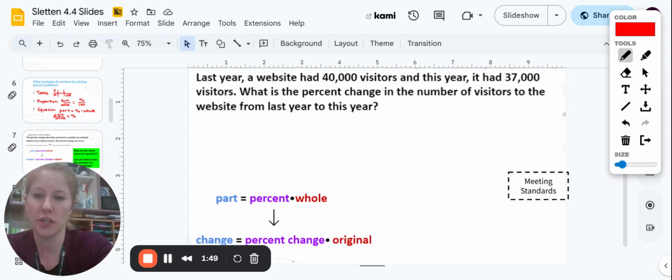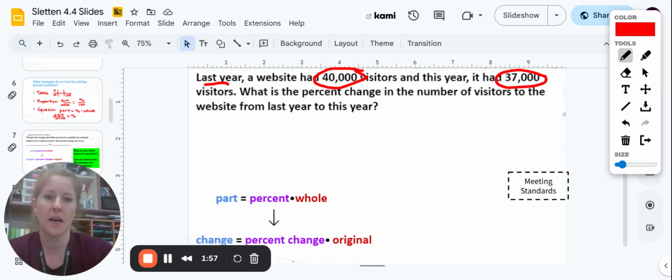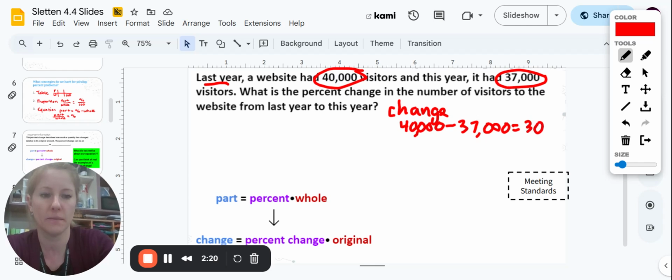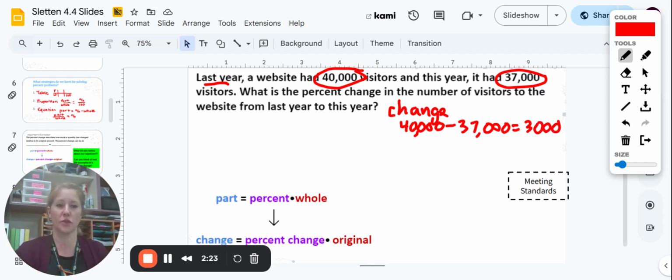Okay, so last year the website had 40,000 visitors. This year it was 37,000. I can already tell that's a decrease because it went down. So to calculate what percent it went down by, we have to figure out how much the website traffic changed by. And you do that by subtracting what was it at to start, 40,000, and then it went down to 37,000. How much did it change by? 3,000. So the amount of change is 3,000. Now we need to figure out what that is as a percentage.